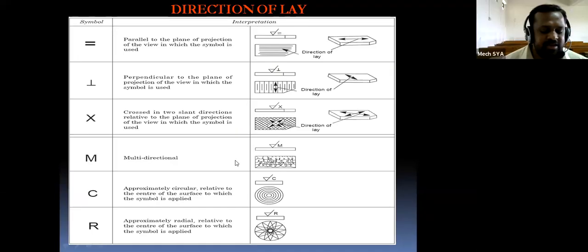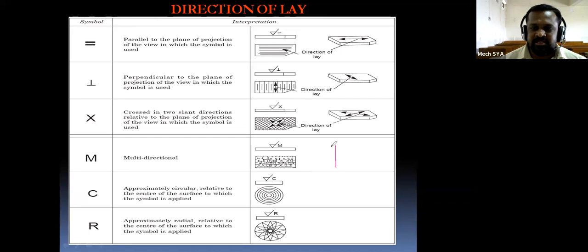Okay. The next point is direction of lay. Okay, direction of lay. Then please tell me what is meant by the direction of lay. Direction of lay is nothing but it shows the pattern of that irregularity. And what is the direction of that irregularity? What is meant by the direction of lay?